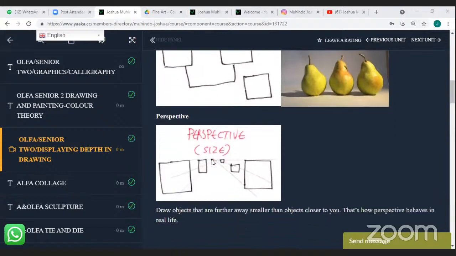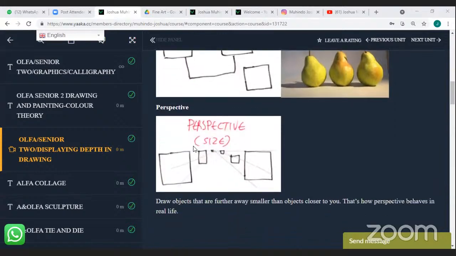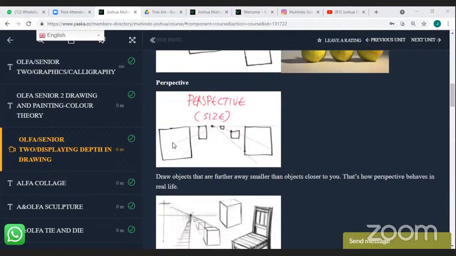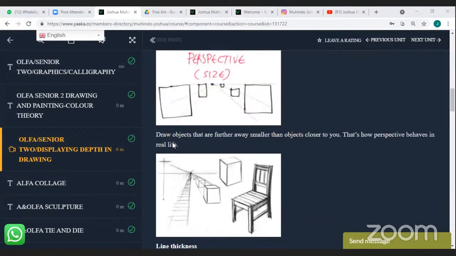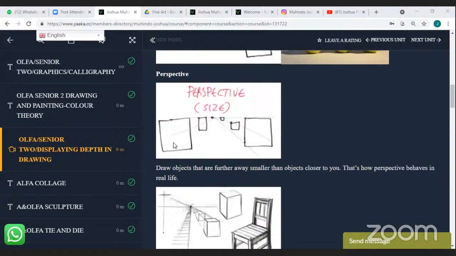Then the second point to this is perspective. Shania, can you please read through perspective for us? Draw objects that are farther away smaller than the objects closer to you. That's how perspective behaves in real life. Yes, and besides reading this, do you have some knowledge about perspective? Not really. Okay, it is also a unit that we shall discuss on its own, but very, very important.